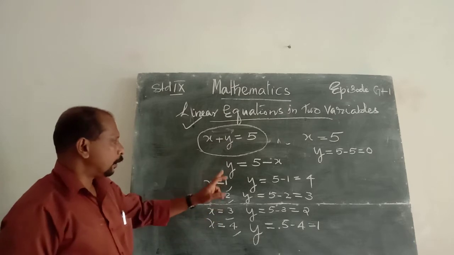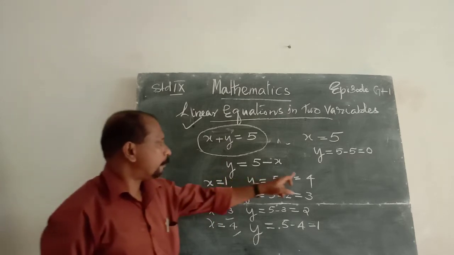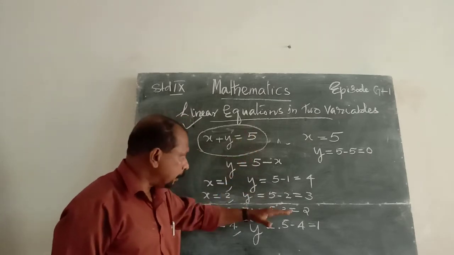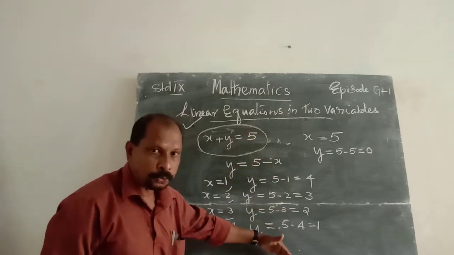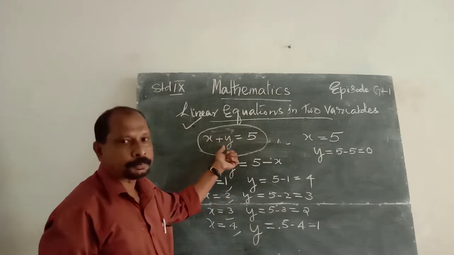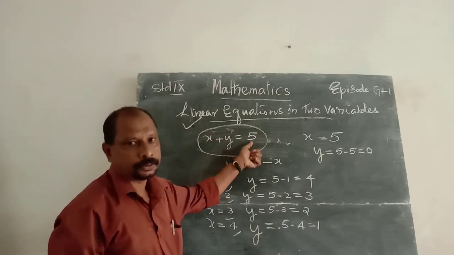Therefore, x is equal to 1, y is equal to 4, because 1 plus 4 is equal to 5. That means all these values satisfy the given equation x plus y is equal to 5.